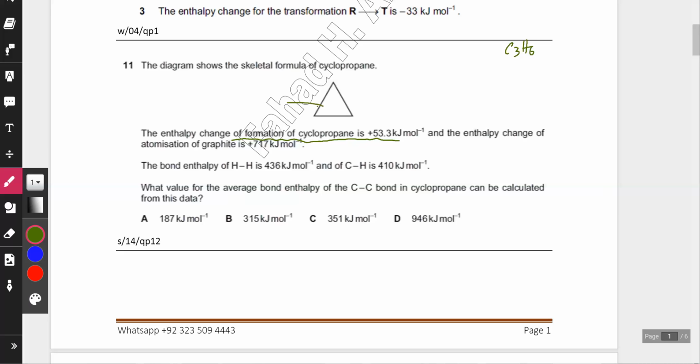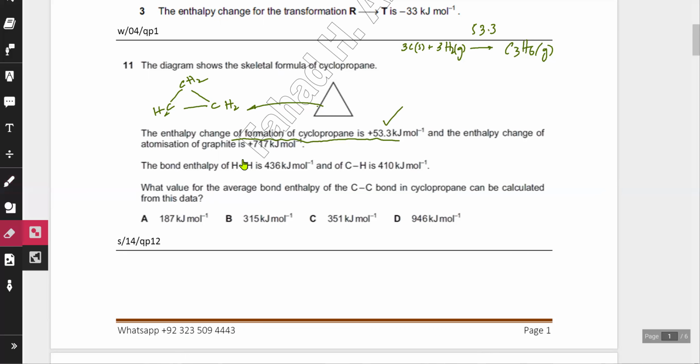It's three carbon atoms connected in a cyclic manner. Each one would have two hydrogens, right? So C3H6 is going to be formed from its elements. The elements are three carbons solid plus three H2 gas, right? I don't know what the state is, but the value is given as 53.3.